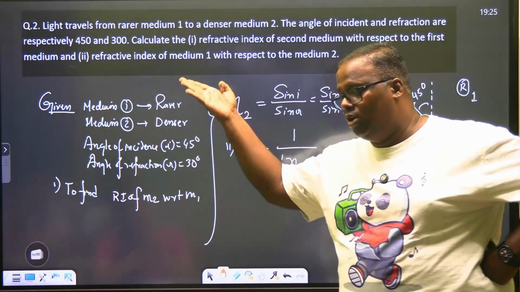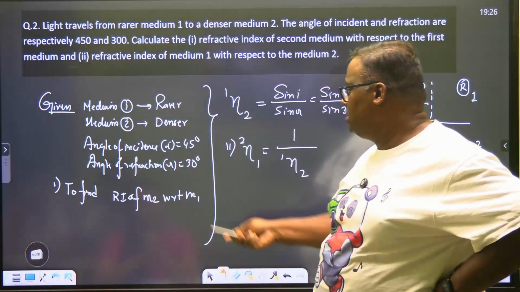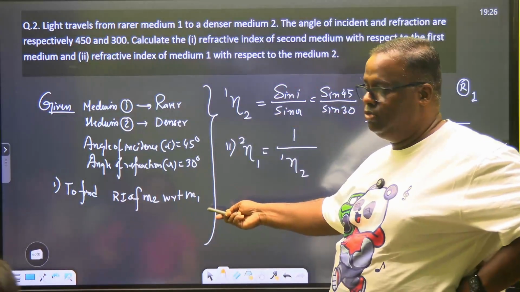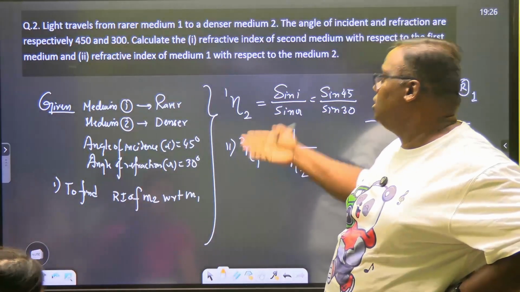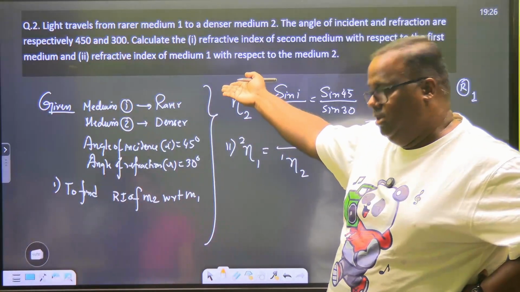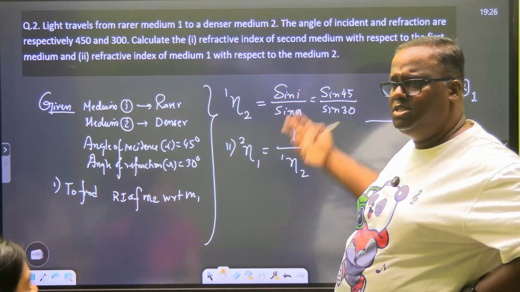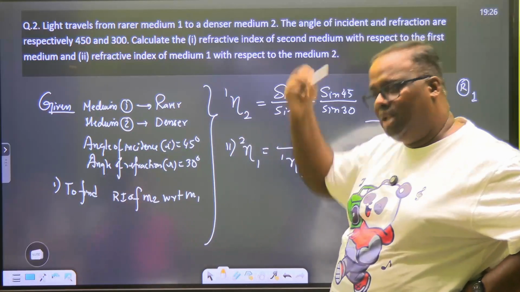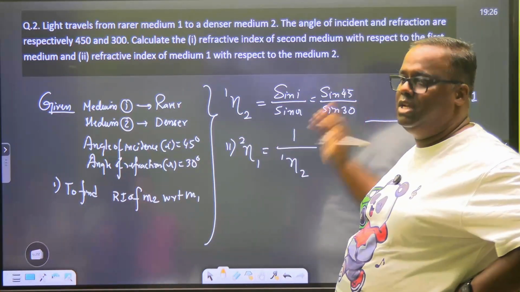Respect is always on top. Find the refractive index of second medium with respect to first medium. Second medium, respect, you give more importance to 1. So this is sine i by sine r. 1 is always where light is coming from. So sine 45 by sine 30.